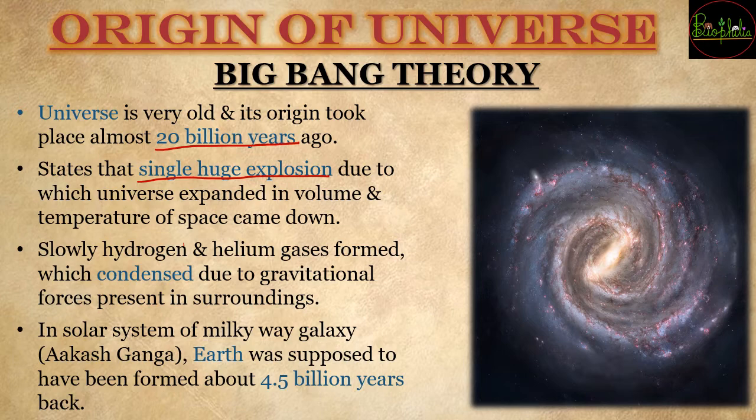which is a part of the Milky Way galaxy, also called Akash Ganga. And inside the solar system, one planet that was of our importance, that is the Earth. So the Earth was thought to be formed 4.5 billion years ago. In that case, you can understand how, later on after the formation of the universe, the Earth was formed. So 20 billion years ago the universe was formed, but 4.5 billion years ago the Earth was formed. So Earth's age, you can estimate, is about 4.5 billion years.